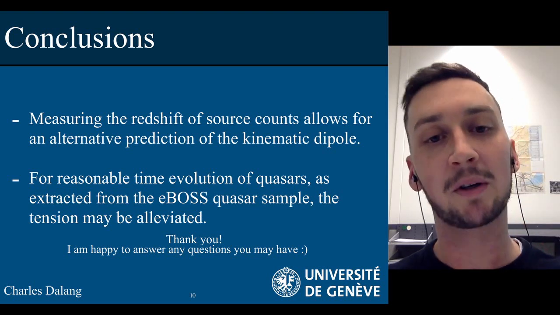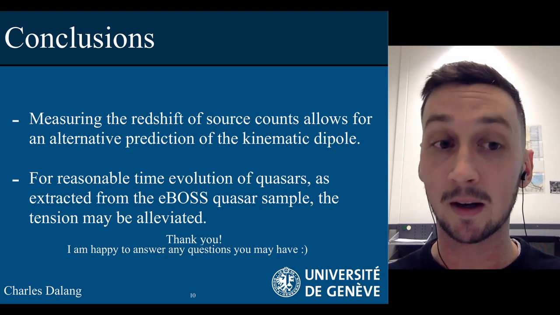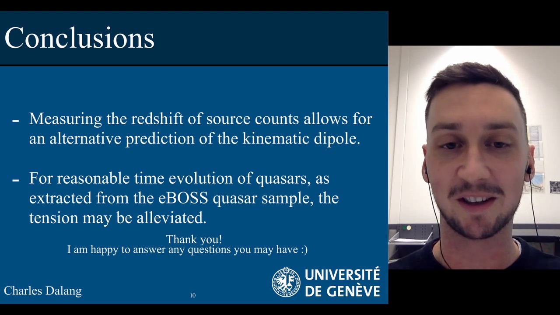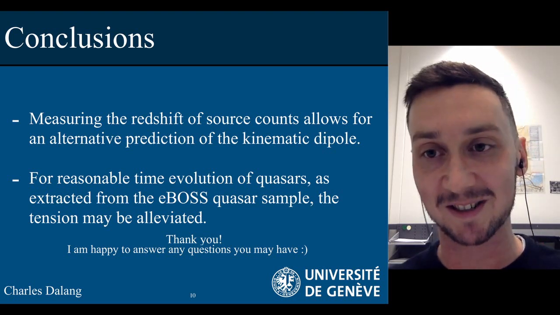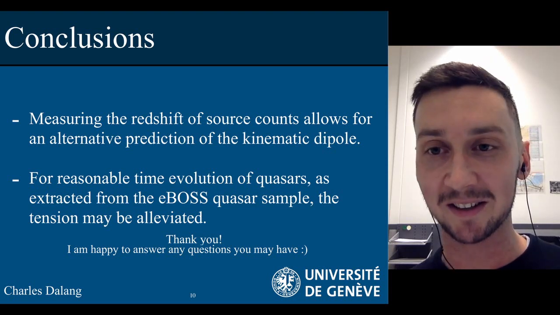So these are my conclusions here. We thought that measuring the redshift of source counts allows for an alternative prediction of the kinematic dipole. I think this is an important message that we want people to study and go out and measure.